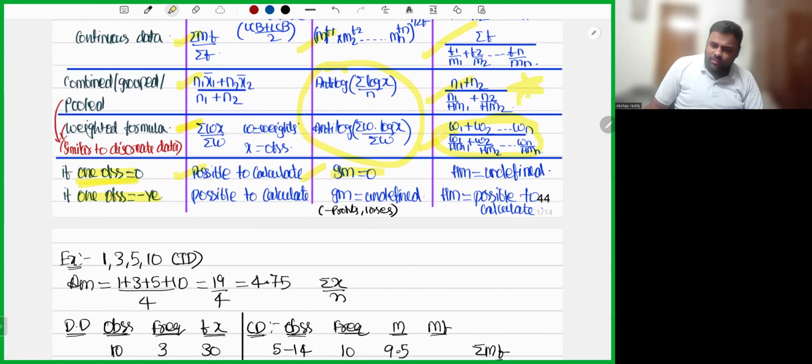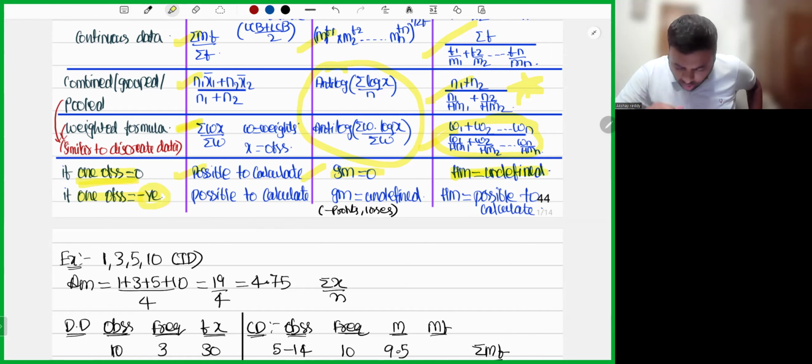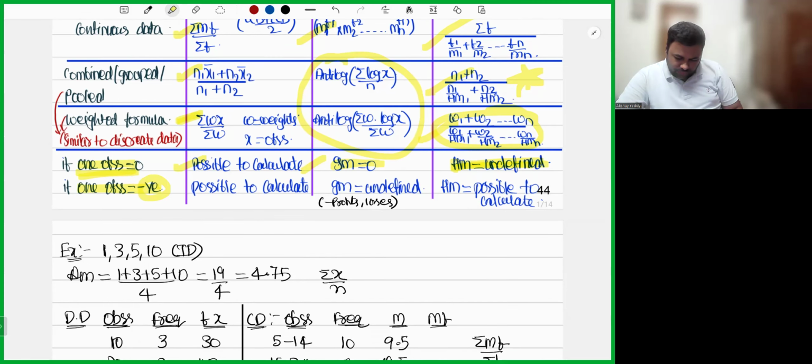What is something by 0? Obviously, sir, something by 0 is undefined. How can you calculate something by 0? HM will be undefined. If one observation is negative, can you calculate HM? Obviously, sir, we can calculate HM, because how will you calculate? Can I do 1 divided by minus 5? Obviously, I can do. Can't I do reciprocal of negative numbers? Yes, sir, you can do reciprocal of negative numbers. Nobody will stop you. So HM is possible to calculate. There is no issue.